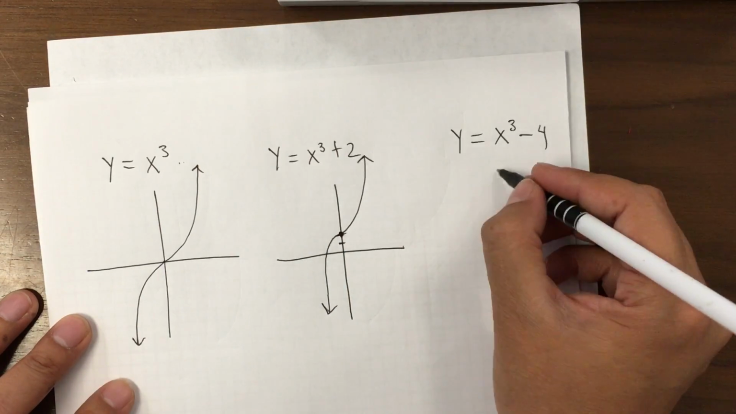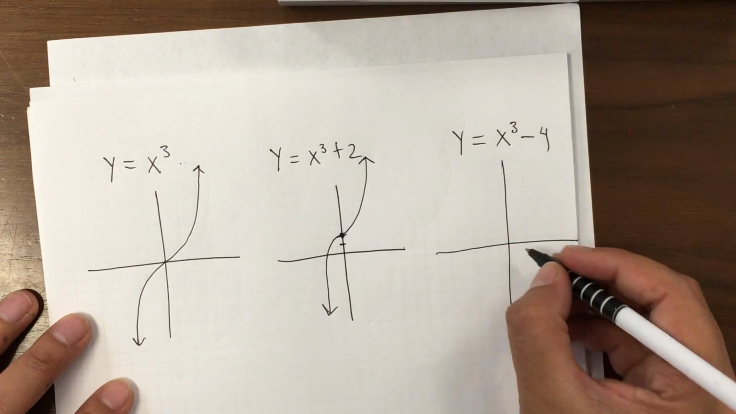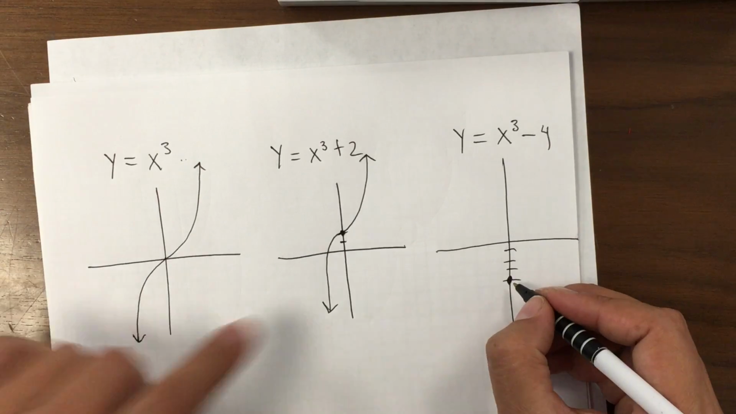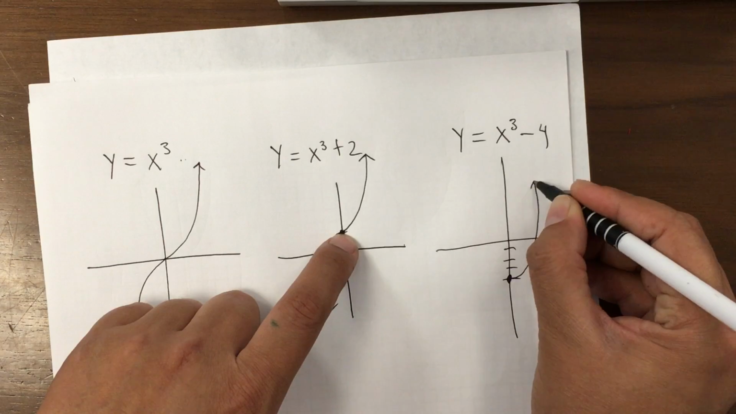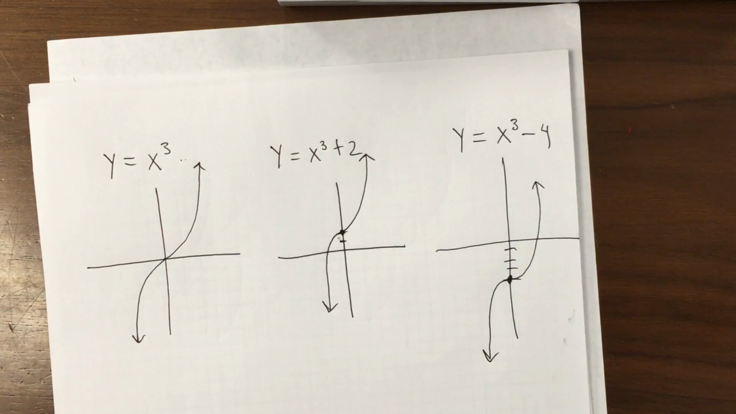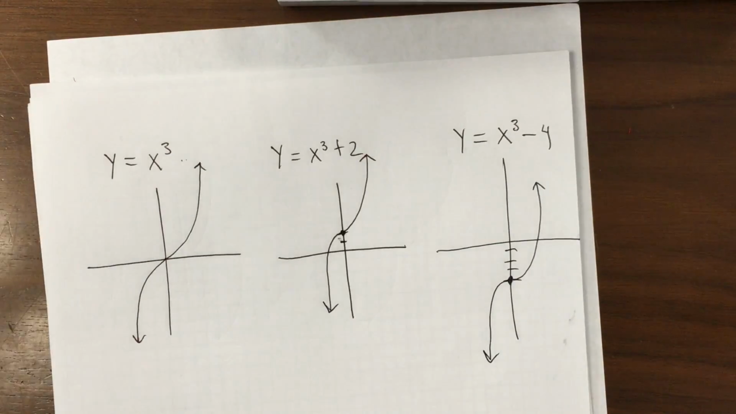Okay, in here, you're translating 4 spaces down. It's gonna be 1, 2, 3, 4. This is this point right here. And so again, it goes up on one side, and then it opens down on the other side. Okay, so up or down with no parentheses.